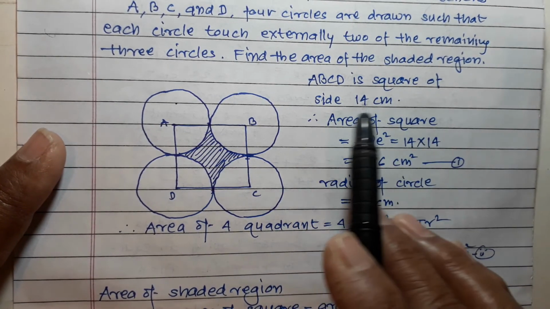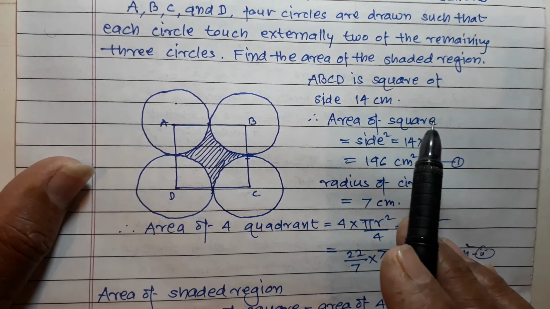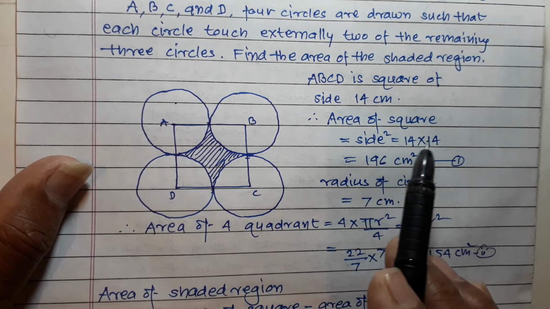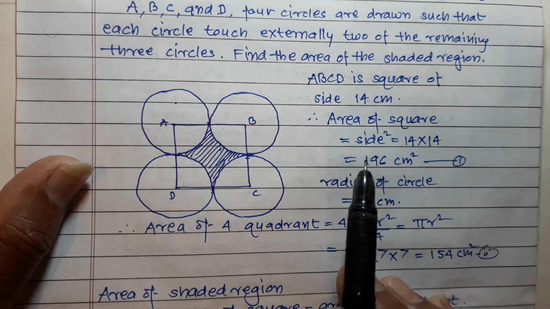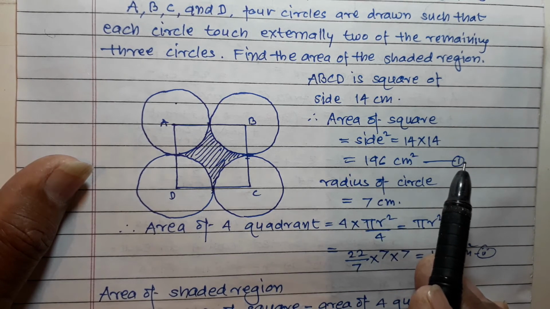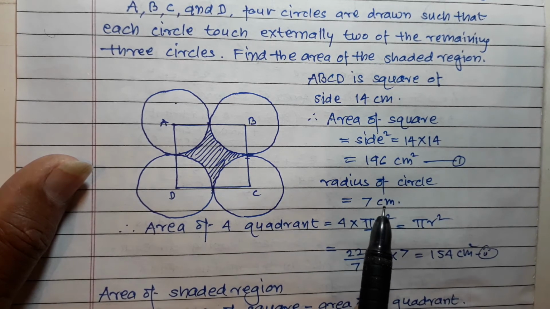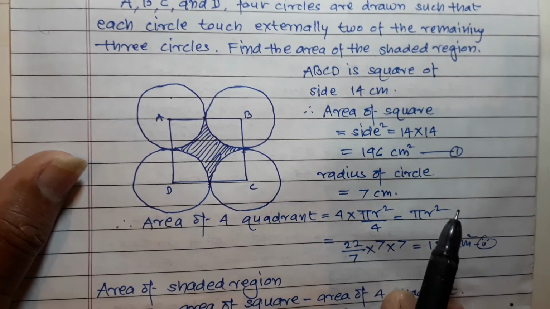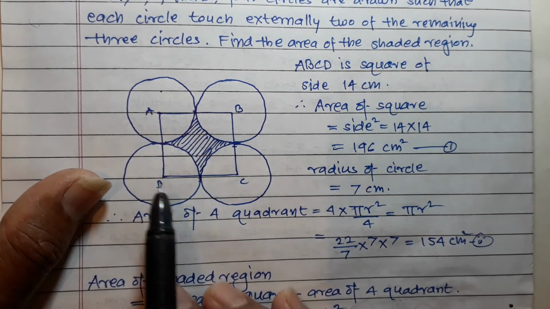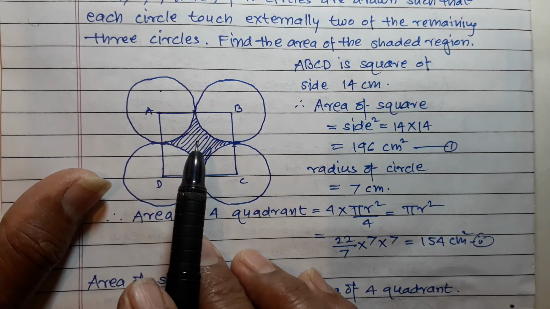ABCD is a square of side 14 centimeter, and therefore area of square is equal to side square, which is 14 into 14, equal to 196 cm square. Statement number 1. Then radius of circle is equal to 7 centimeter. So area of 4 quadrants, so these are 4 quadrants. If you subtract from this square, you will get the area of this.